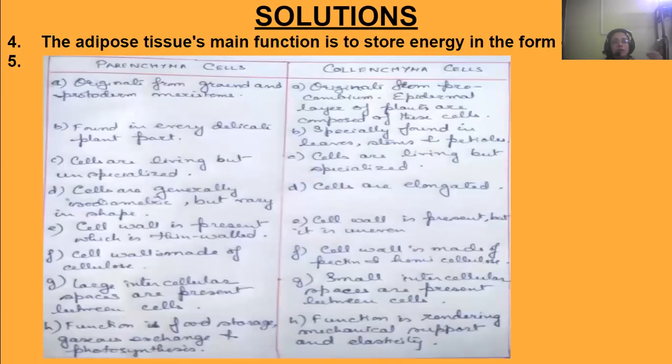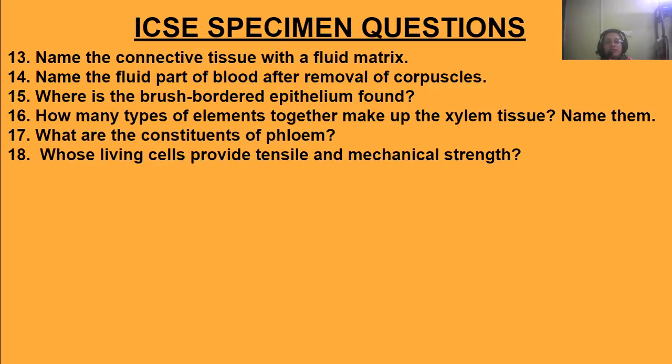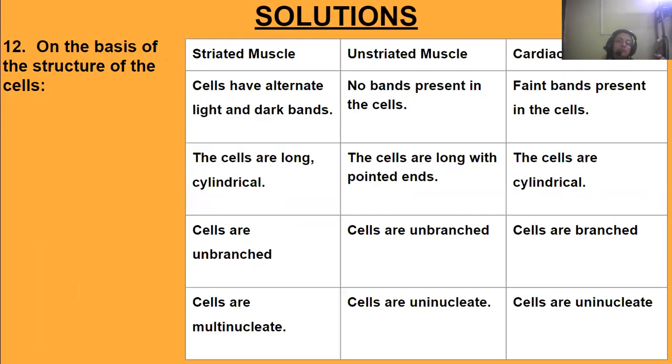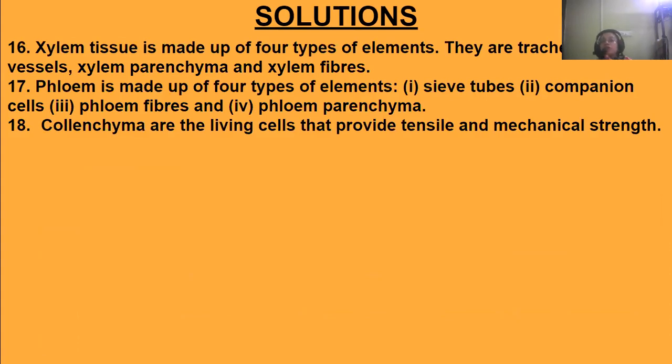Next question is question number 16. How many types of elements together make up the xylem tissue, and name them? So the xylem tissue is made up of 4 types of elements, that is tracheids, vessels, xylem parenchyma, and xylem fibers. And even the next question is of phloem. Phloem is also made up of 4 types of elements, that is sieve tubes, companion cells, phloem fibers, and phloem parenchyma. So xylem has 4 types of elements, and phloem also has 4 types of elements.